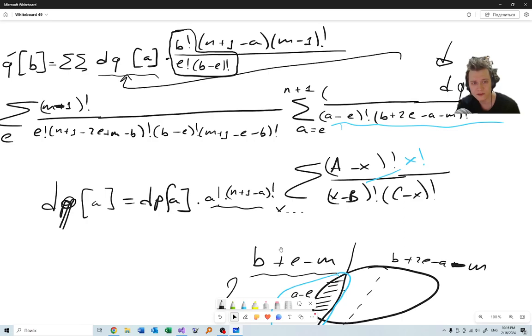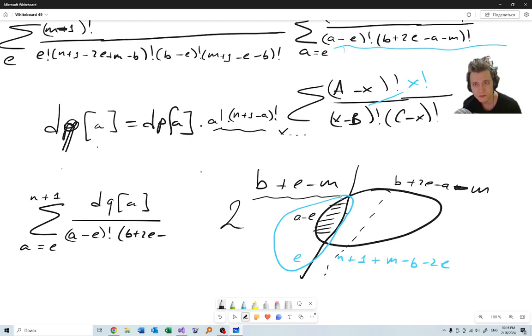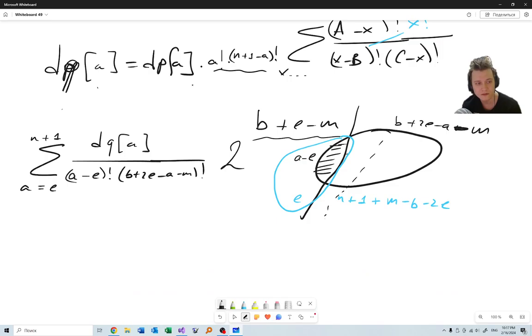Okay, so let's rewrite. What do we need? We need to sum from a equals e to n plus 1 dqa divided by a minus c factorial times b plus 2e minus a minus m factorial. Okay, let's instead sum from 0. So it's like c from 0 to n plus 1 minus c minus e. And now we have c factorial times... So here we need to, instead of e, write 2c. No, minus c minus e. So b plus e minus c minus m.